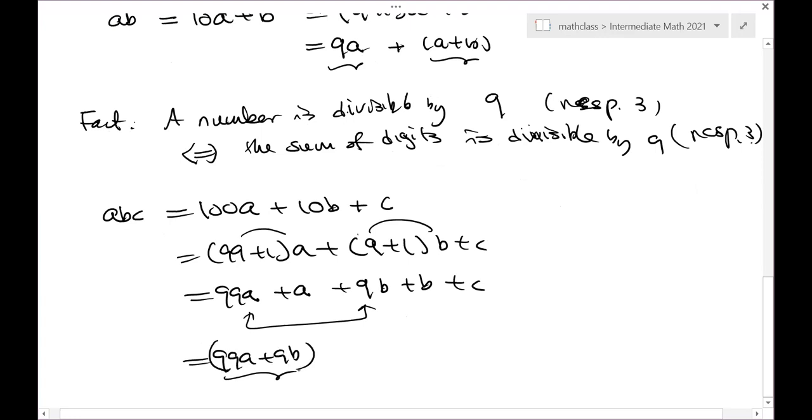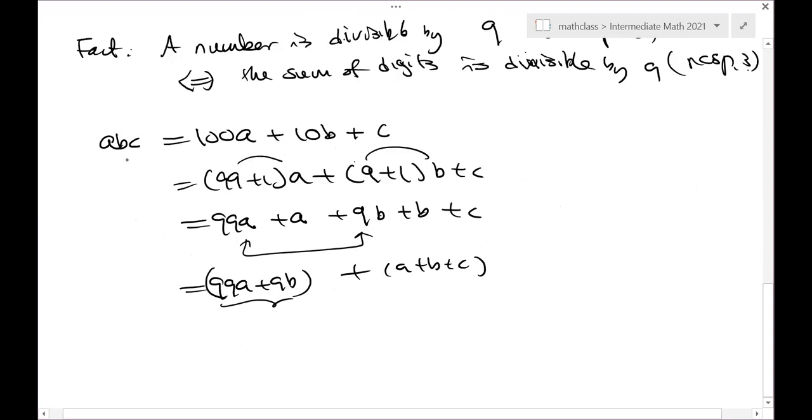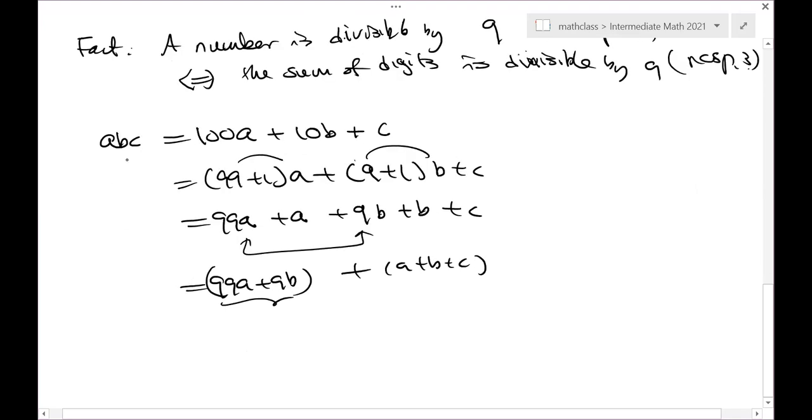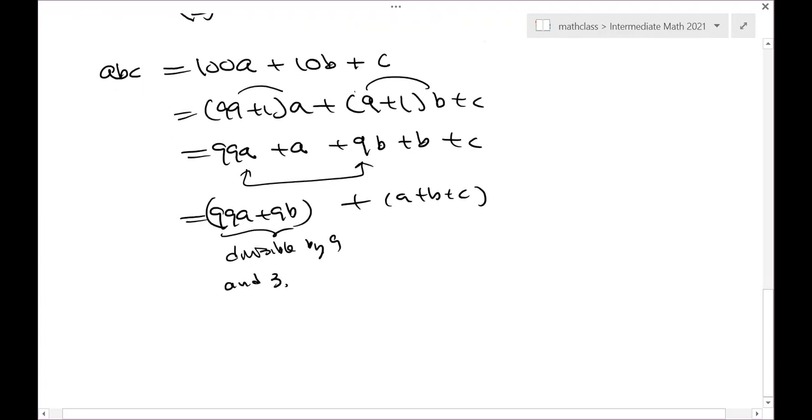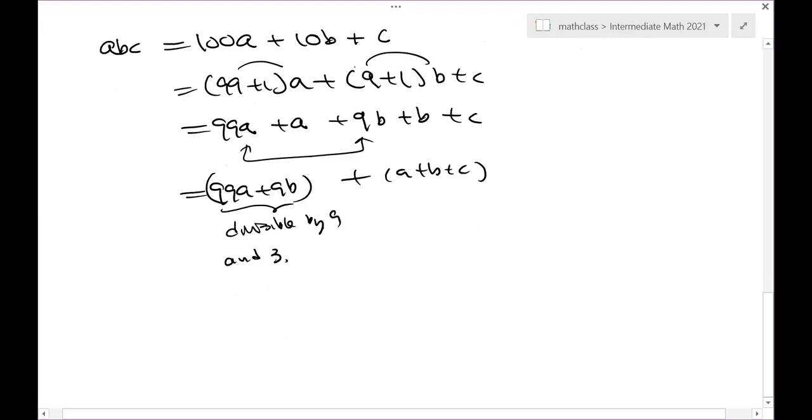Okay, this is always divisible by 9. And here's the sum of the digits. All right, so a 3-digit number can be written as a multiple of 9 plus the sum of digits. That's why this 3-digit number is divisible by 9 if and only if the sum of the digits is divisible by 9, because this part is always divisible by 9 and 3, of course. Okay, that's the proof. Okay, this is a good problem.